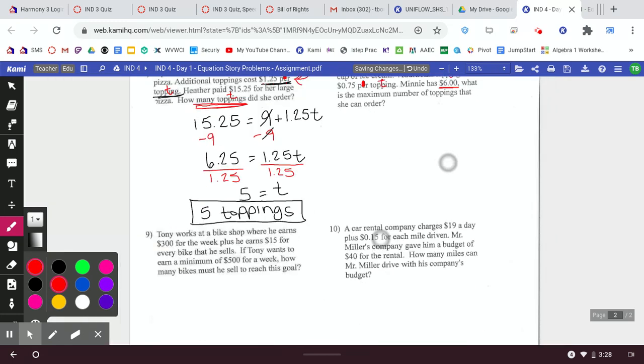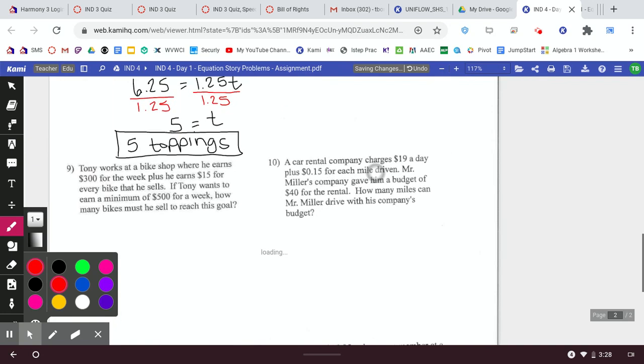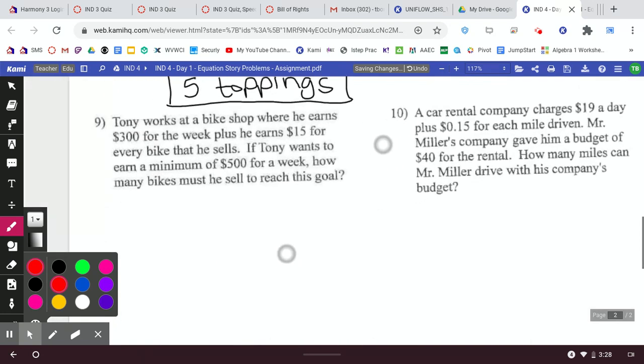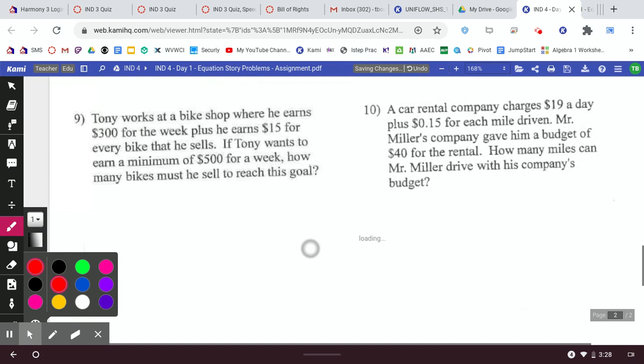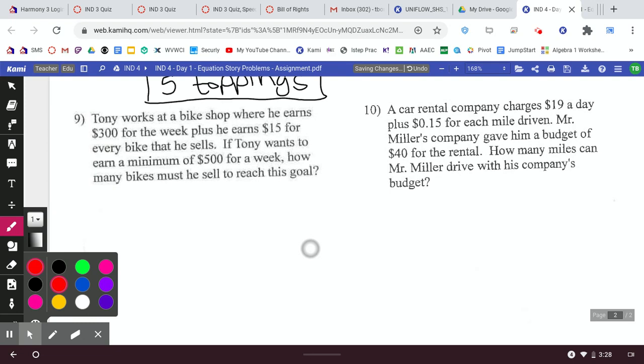Okay. All right. So Tony works at a bike shop where he earns $300 for the week. Plus, he earns $15 for every bike that he sells. So $15 per bike. Okay. So it's worded a little bit different, but basically $15 for every bike means $15 per bike. So we know that this is going to mean multiplication, and we're going to use a B for bike. Okay. So $15 per bike, plus he earns $300.